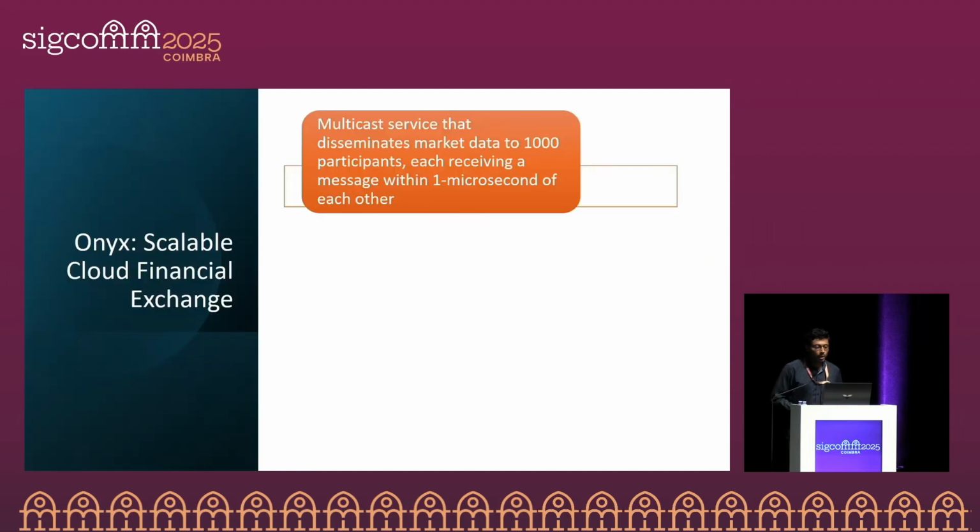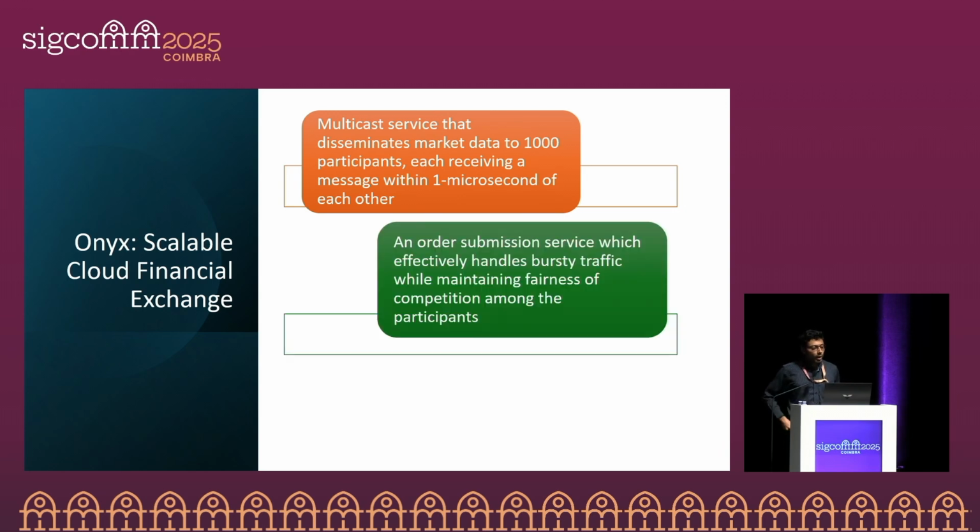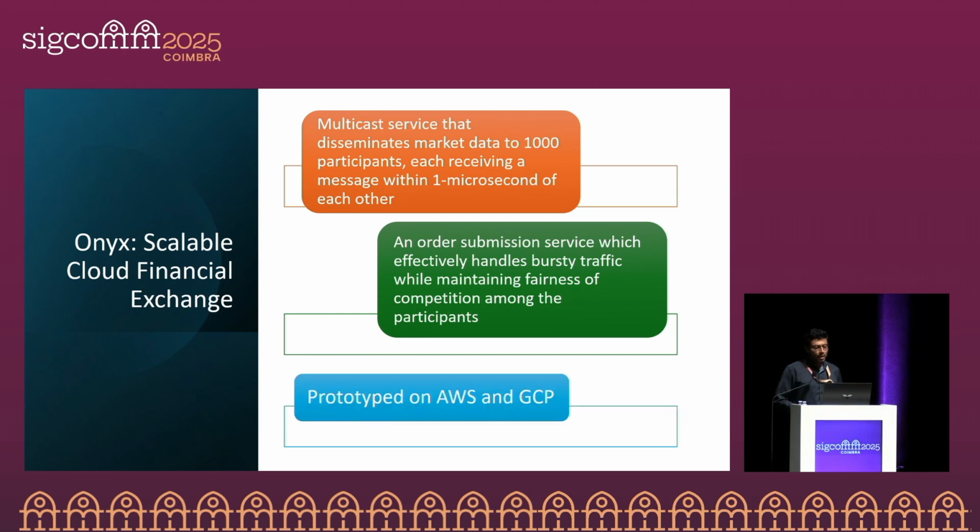So what is Onyx? It consists of a multicast service that's able to disseminate market data to on the order of 1,000 participants. And the guarantees that we want to provide are that each of these participants can receive a message within 1 microsecond of each other. And we also provide an order submission service, which can effectively provide fairness on the inbound side from the market participants to the exchange server. And it can also handle bursty traffic, so orders that are generated in response to bursty events in the market. And all of this has been prototyped on at least 2 cloud services, AWS and GCP. So we'll present results later.